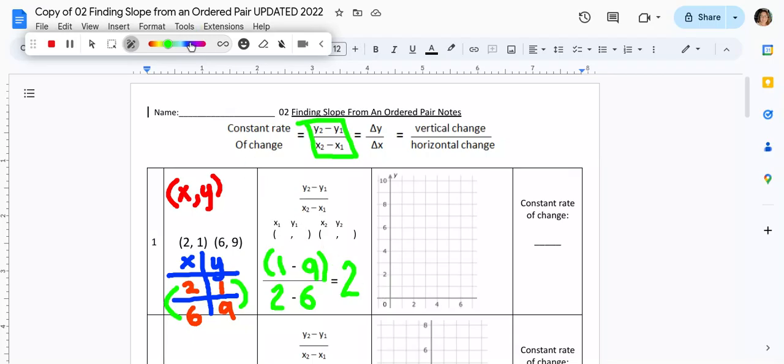Now let's plot those points. 2, 1, and 6, 9. Now don't laugh. I do not have a ruler to make this straight, so I'm going to make it as straight as I can. I'm going to connect these two dots. Not too bad. So when I connect those two dots, I make my line that has a slope of 2.